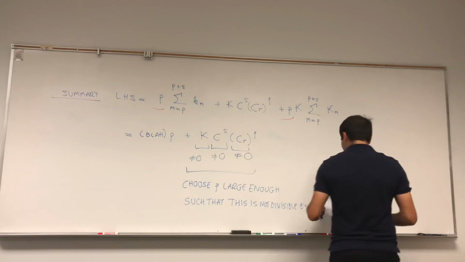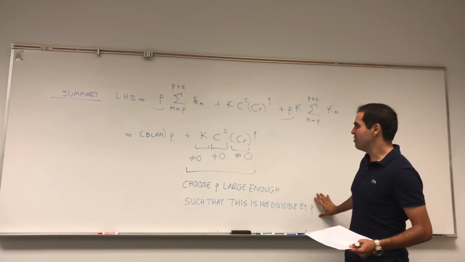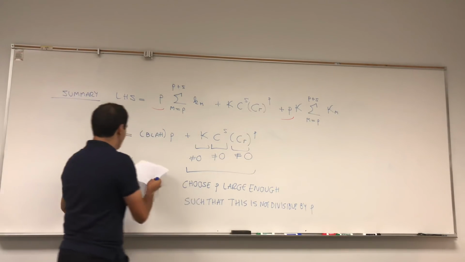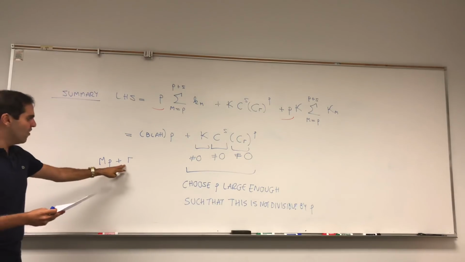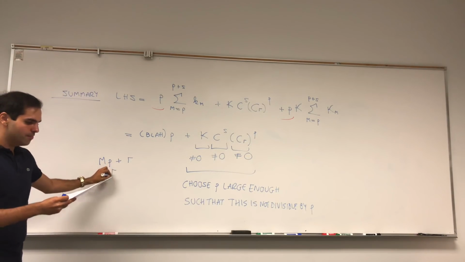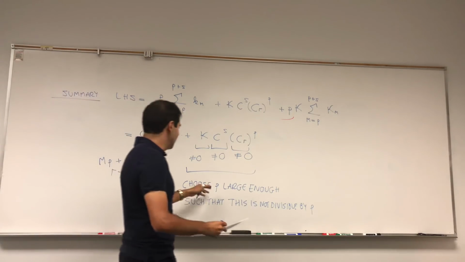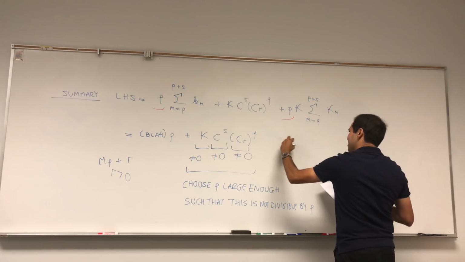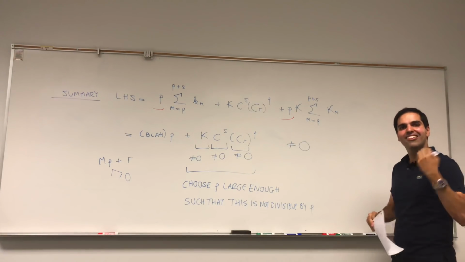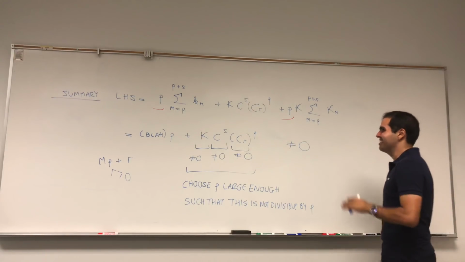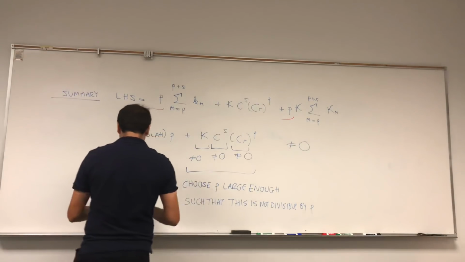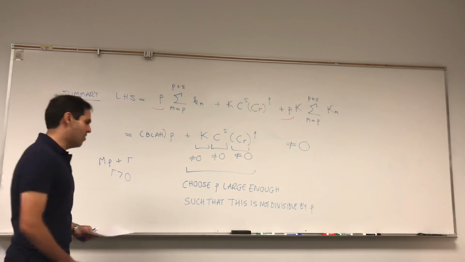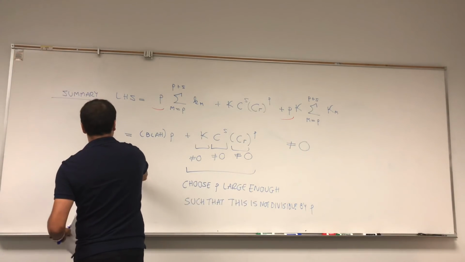All right, so in particular, because this is not divisible by p, this is of the form mp plus r, where r is positive. So this whole thing is non-zero. I know, all this work to show something is non-zero, but yes, it is a non-zero integer. And now all we want to do is show that the right-hand side is very small. That would be enough to conclude.